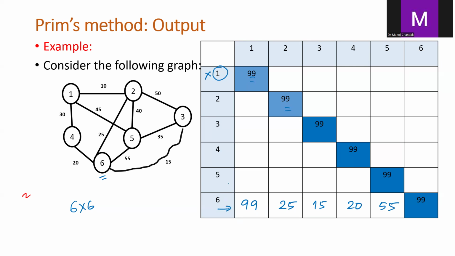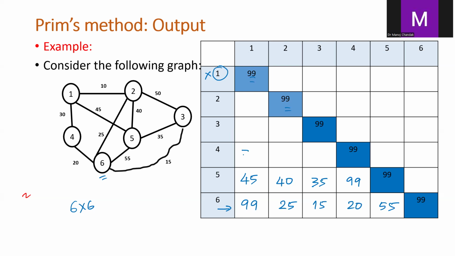Then we go to vertex 5. 5 connected with, don't take 6 now. So 5 connected with 1, that is 45. 5 connected with 2, that is 40. 5 connected with 3, that is 35. 5 connected with 4, 99. Not connected, hence 99.